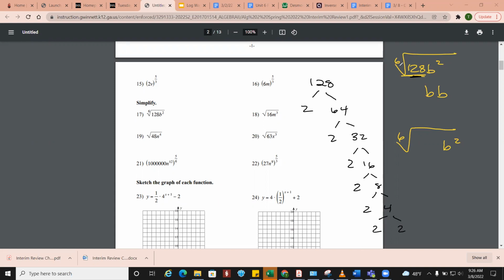Now I want to make a group of 6. Well, there's 1, 2, 3, 4, 5, 6 2's. How many groups of 2's do I have? 1. So I can pull 1 out.